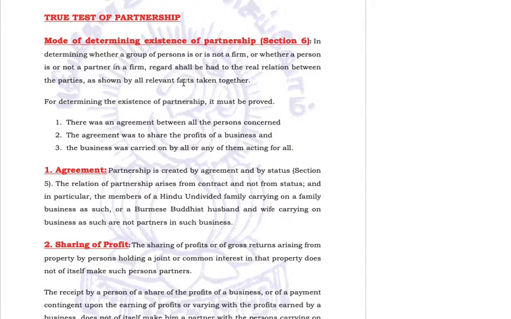Mode of determining existence of partnership. Section 6 says, how do you determine whether there is a partnership between people or not? In determining whether a group of persons is or is not a firm, or whether a person is or not a partner in a firm, regard shall be had to the real relation between the parties, as shown by all relevant facts.